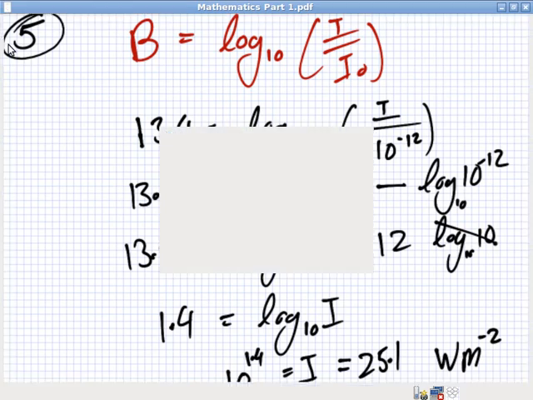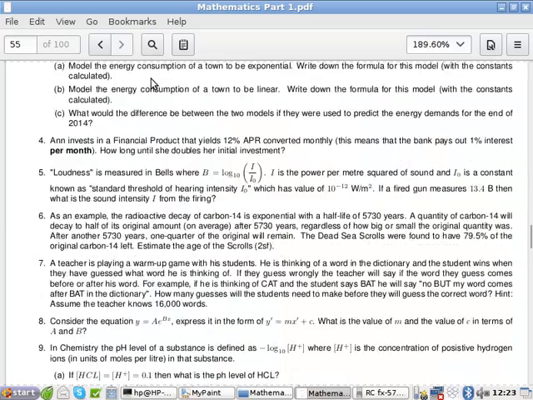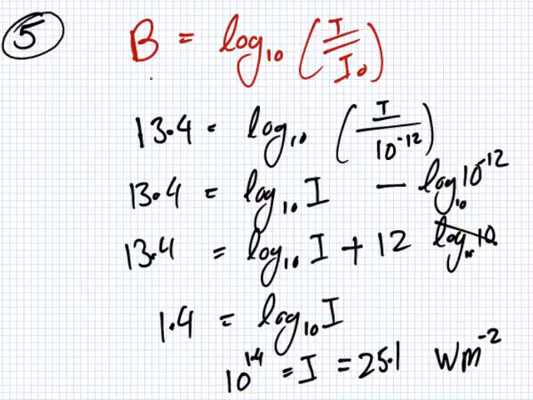3? Did I not do 3 in class? We tried number 3. You failed? Failed miserably? Yeah. Okay. I'll do number 3 next. Number 3 is next when you're ready.